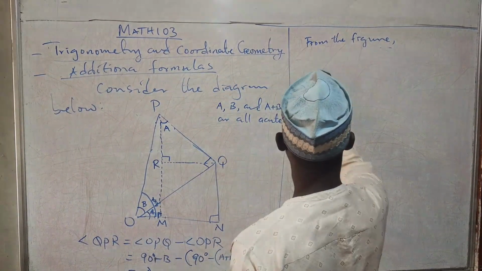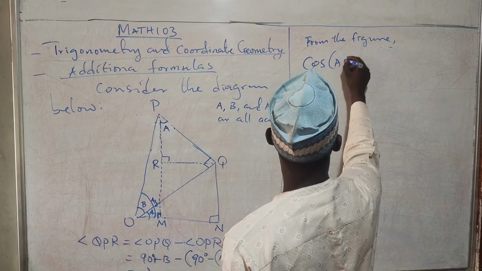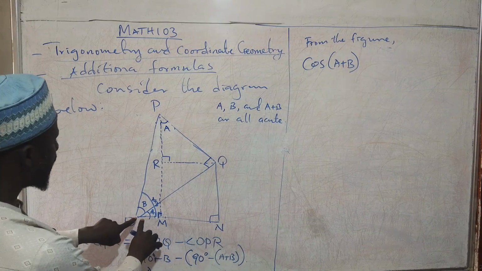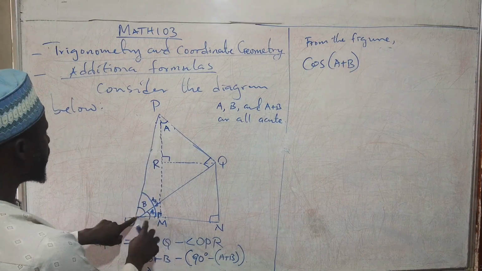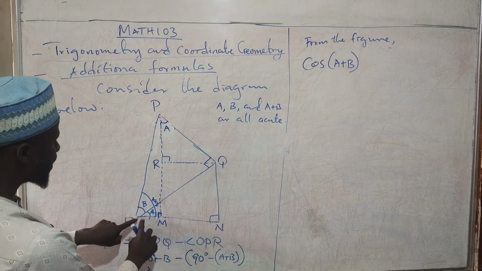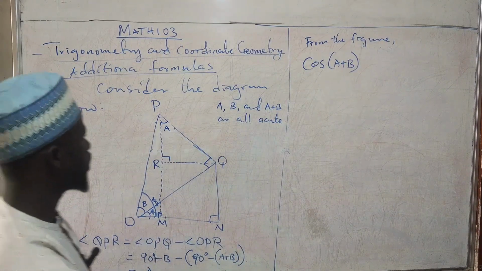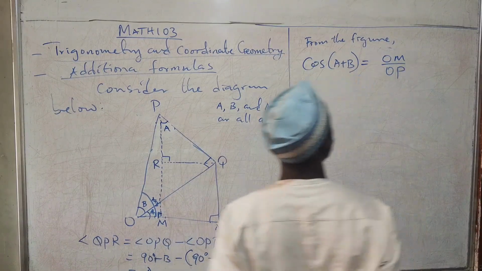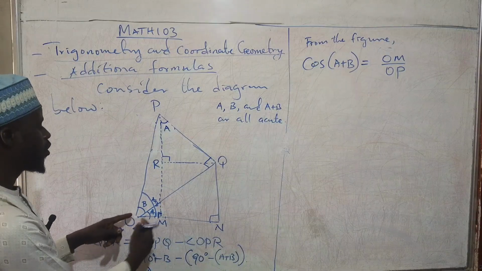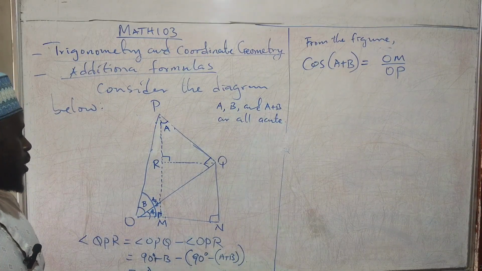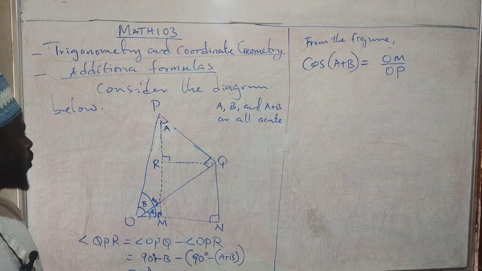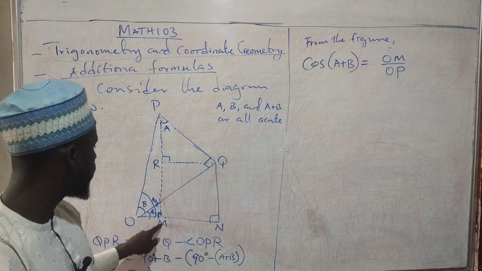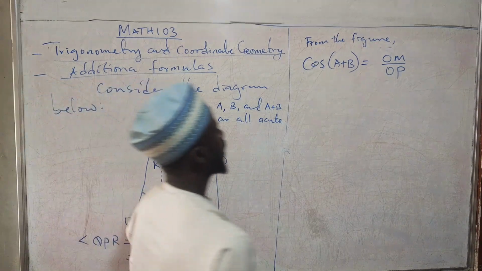I have, what is cos A plus B. Cos A plus B is adjacent over hypotenuse of A plus B. So the adjacent is OM over hypotenuse, which is OP. So this is equal to OM over OP. The line segment OM over the line segment OP, because this is A plus B. And we are considering triangle PMO or triangle MPO. Yeah, okay.